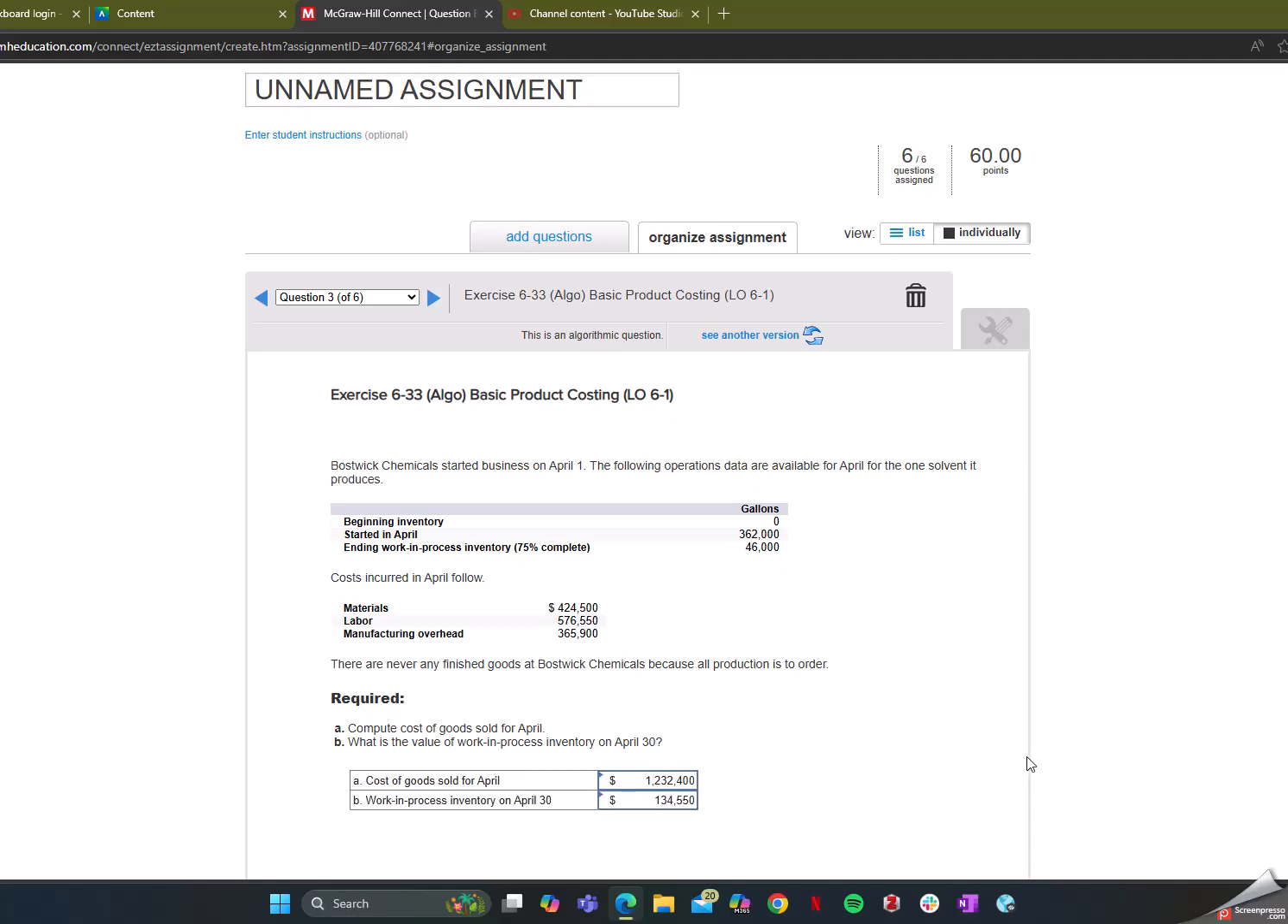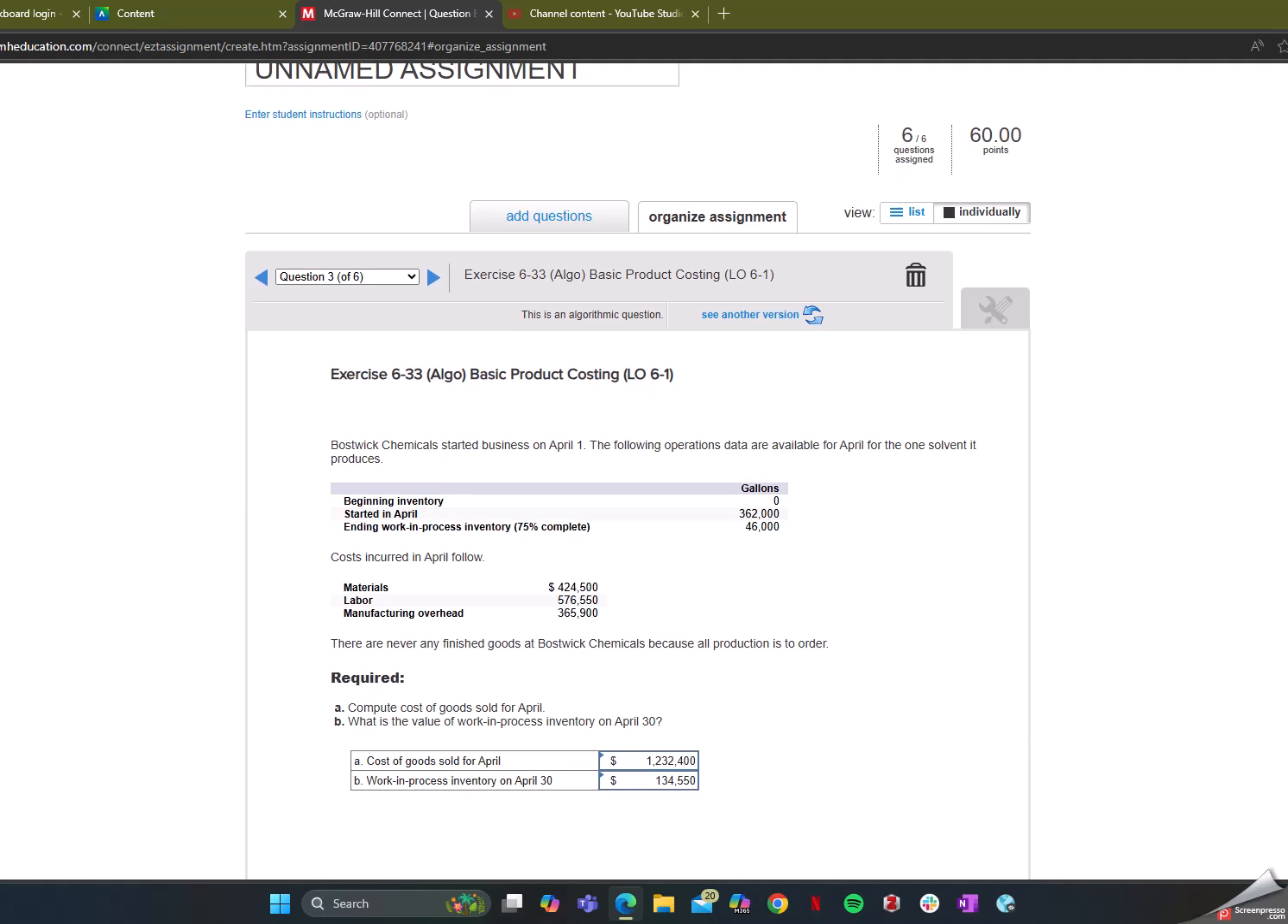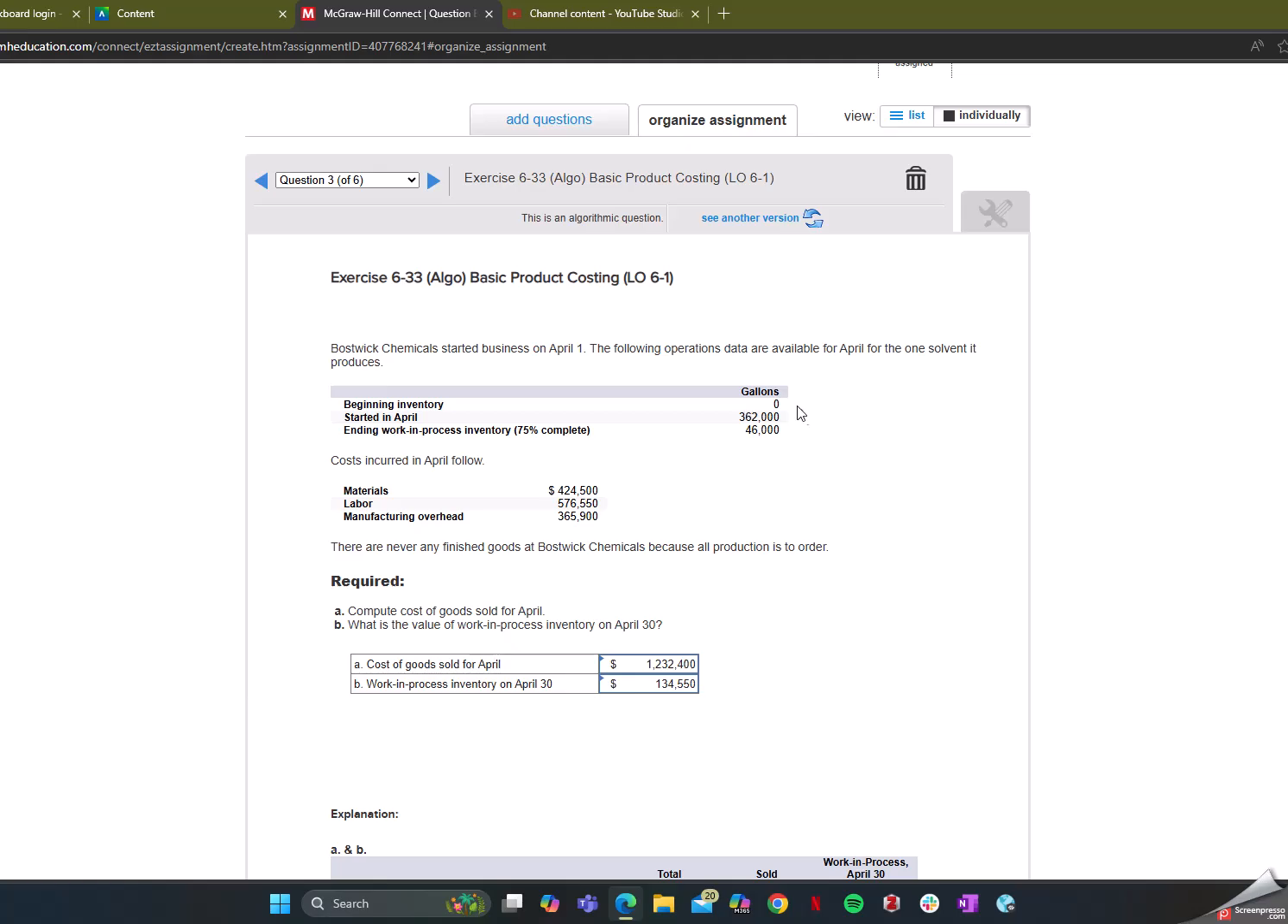Okay, then we have Bostwick Chemicals, started business April 1st. They have the following operations data. So we've got beginning inventory of nothing. They've started in April 362,000, of which 46,000 are left in their ending inventory, and they are 75% complete. So we're going to want to calculate the equivalent units of those 46,000 that are 75% complete.